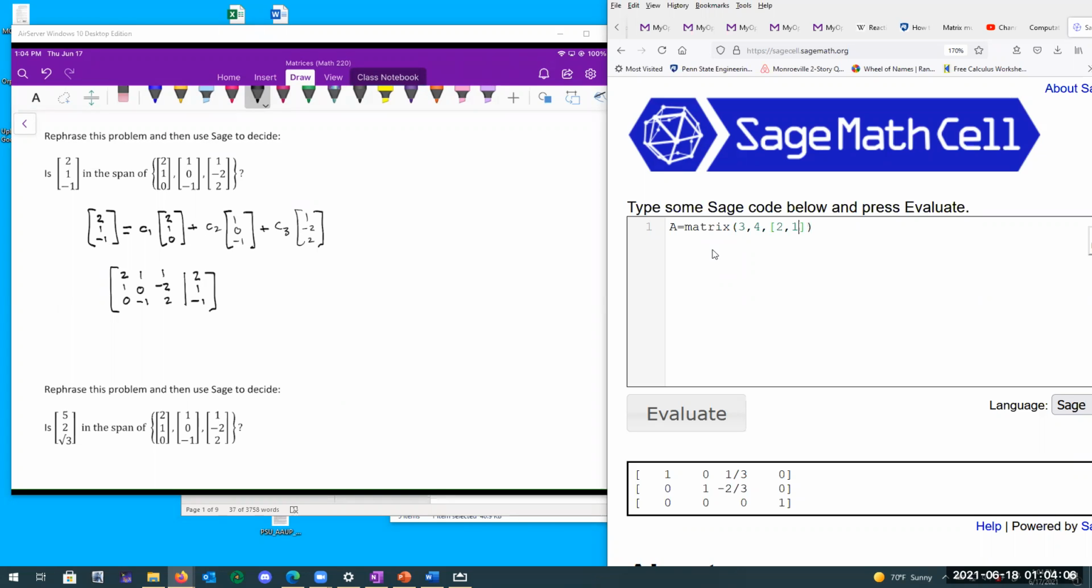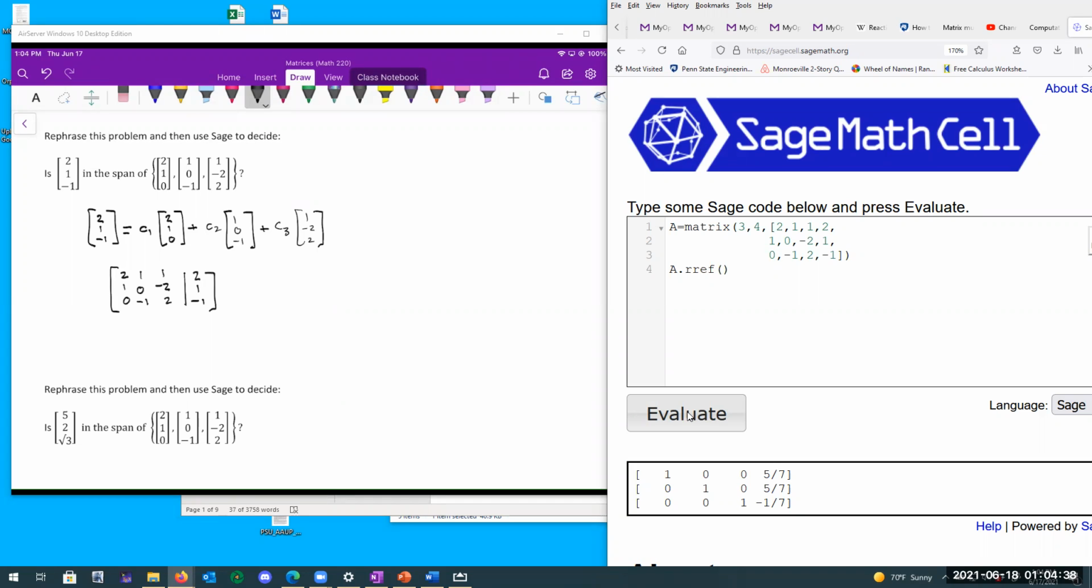Our entries are 2, 1, 1, 2, 1, 0, -2, 1, 0, 1, 0, -1 rather, 2, -1. Okay, and we would like to know the reduced row echelon form of this augmented matrix.